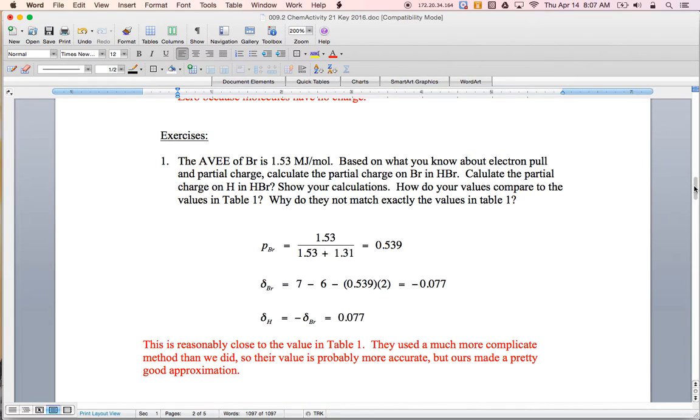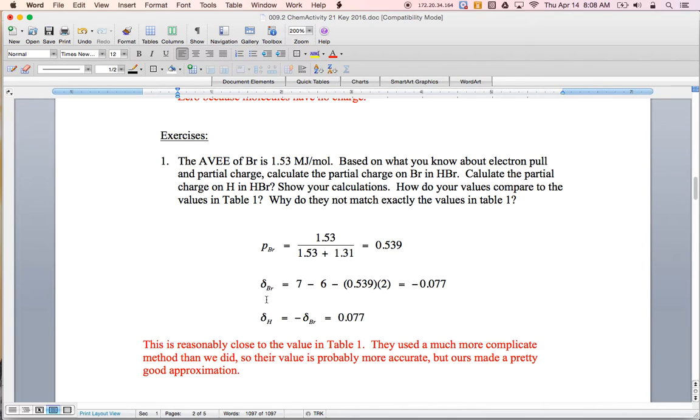In the first exercise, we need to go through the same process that was done in the book for hydrogen fluoride, but do this for hydrogen bromide based upon the average valence electron energies for bromine and hydrogen. So the first thing I need to do is calculate the electron pull from bromine. The electron pull here is determined by taking the average valence electron energy for bromine and dividing that by the sum of the average valence electron energies for bromine and hydrogen. And what we learn is that bromine has the electrons 53.9% of the time.